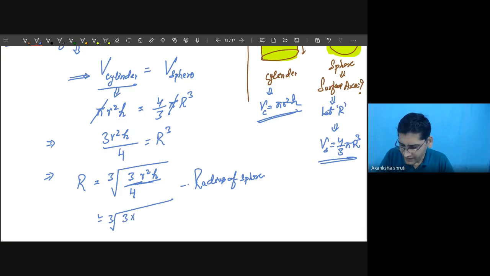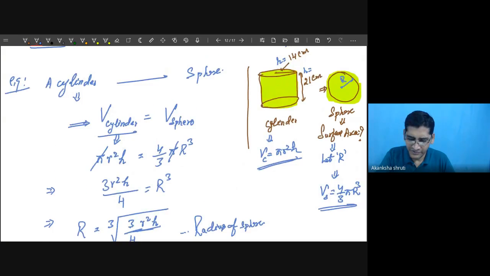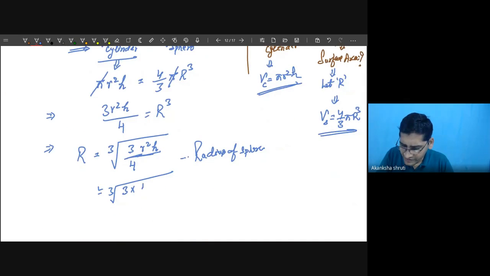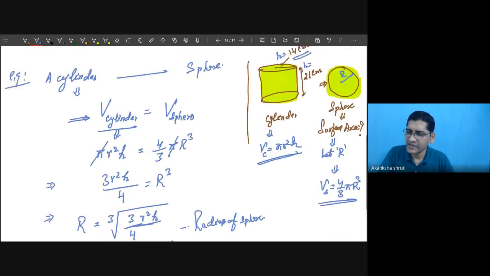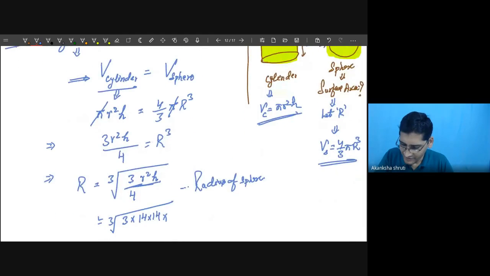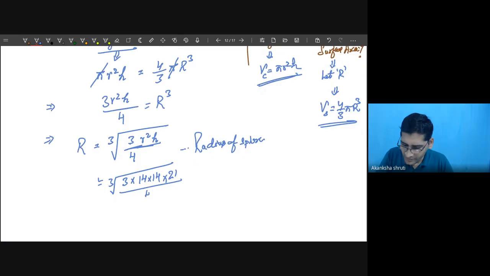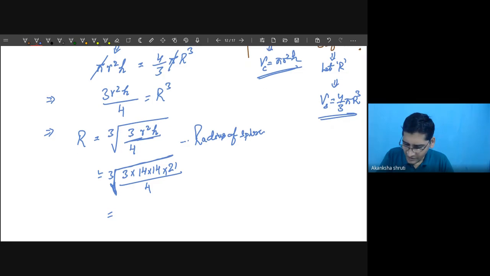3 is from the formula. The radius of this cylinder is about 14. So 14 is squared. We may write this as 14 into 14. And h is our 21. We may take this as 21, divided by 4 in the denominator. It is like this. So everything is inside the cube root. So be careful. Go for simplifying this.